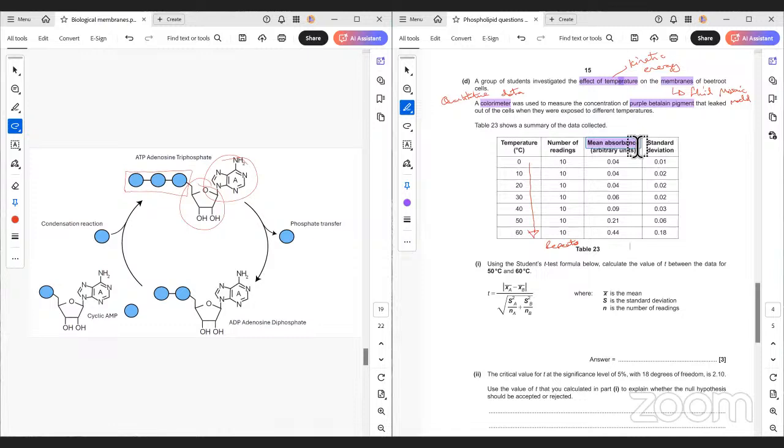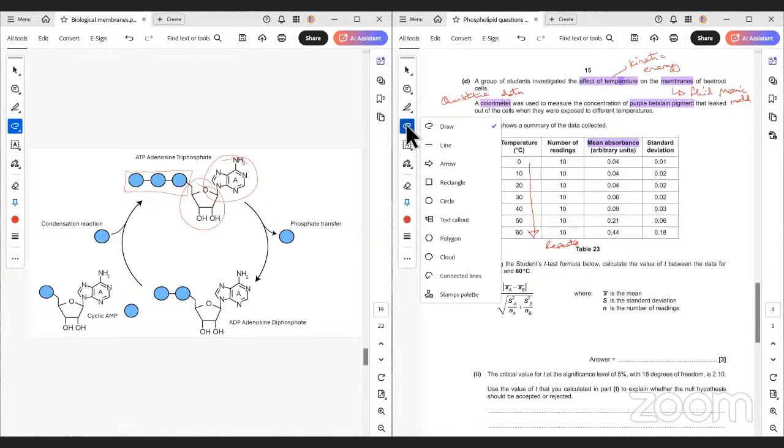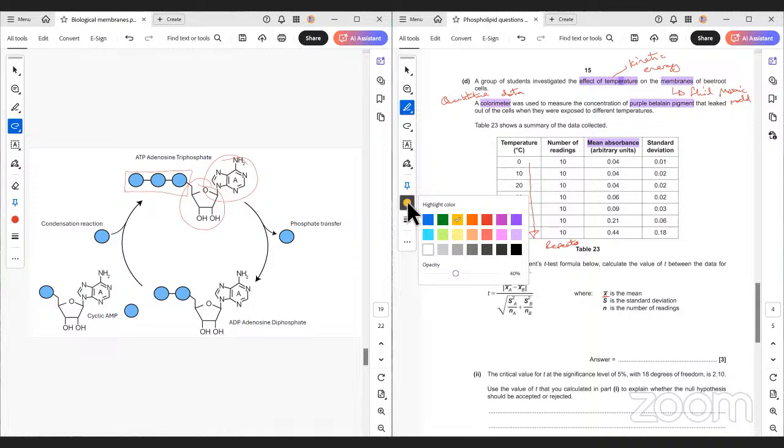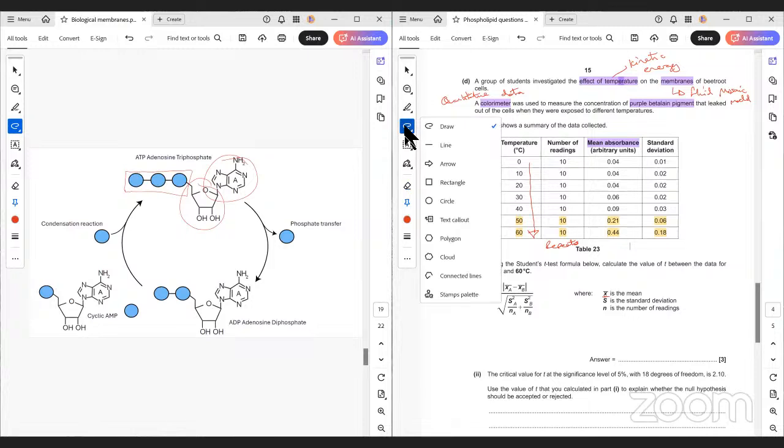They've said, using the student's t-test formula, a formula they've given me below, calculate the value of t between the data for the 50 and the 60. So what I would, again, always do is use this information to help me work this out. What does XA mean? Well, they've told me that this is the mean, and I've been asked to do, I'm going to change color on my highlighter here, 50 and 60. So therefore, I need these numbers and these numbers. So what do I need to do? Let's just add these numbers in then.